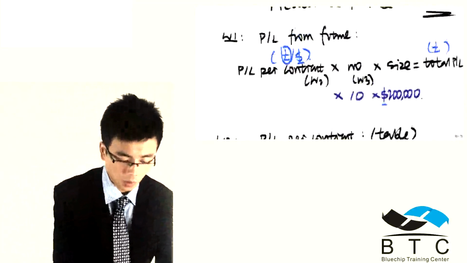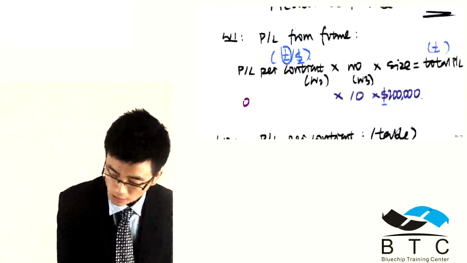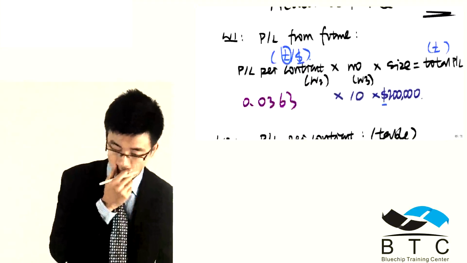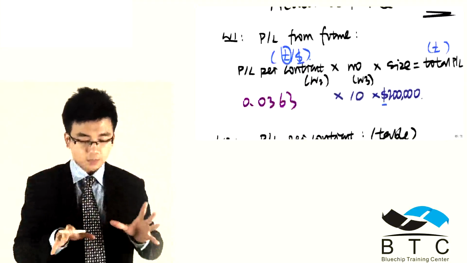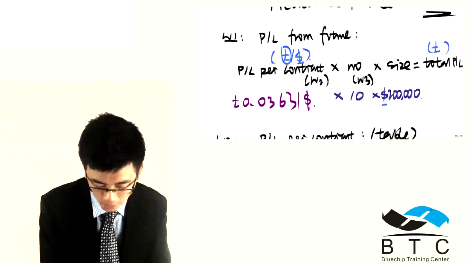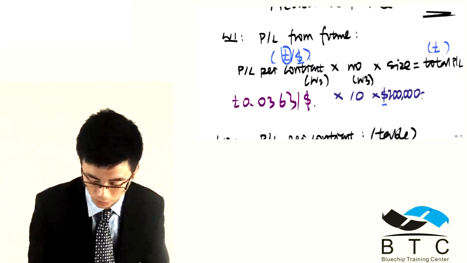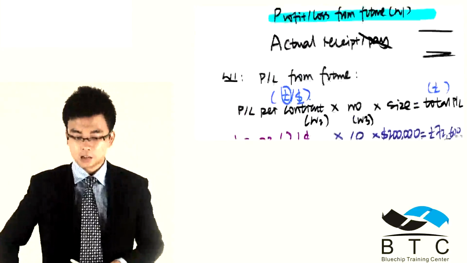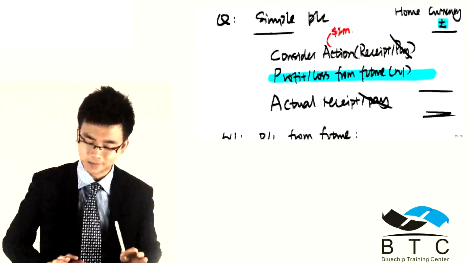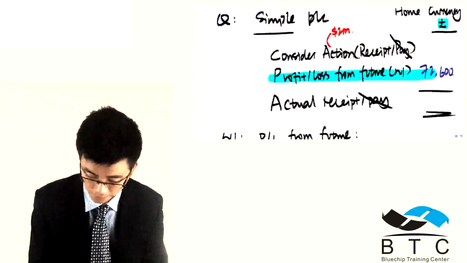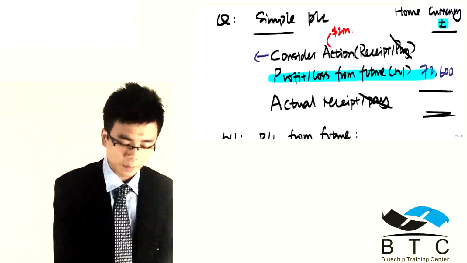Slot that into the working number one, which is to be 0.0363. Okay, so just multiply by this altogether, so this would be here, giving us a total figure of 72,600 in UK pounds. So we're going to slot that figure here, 72,600.